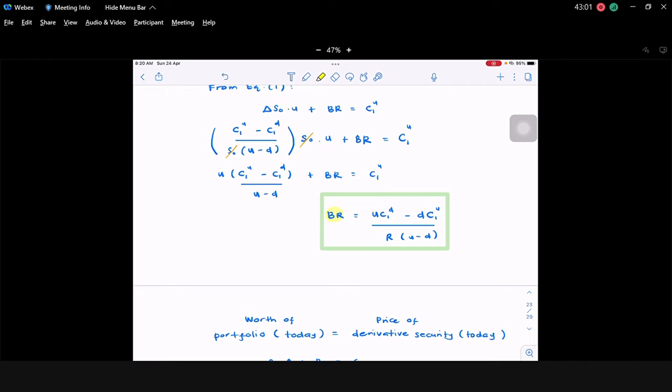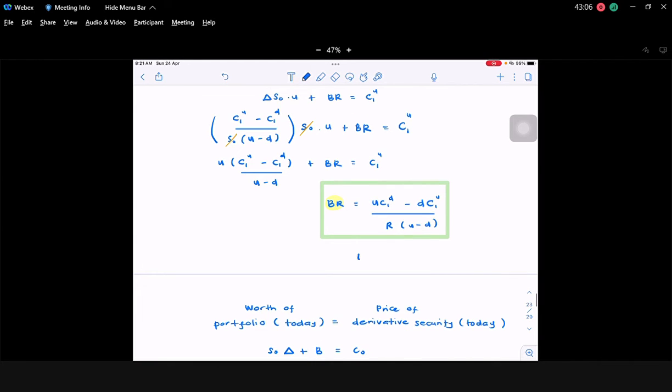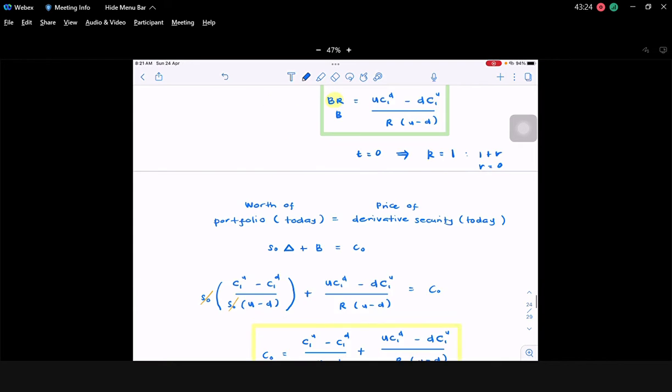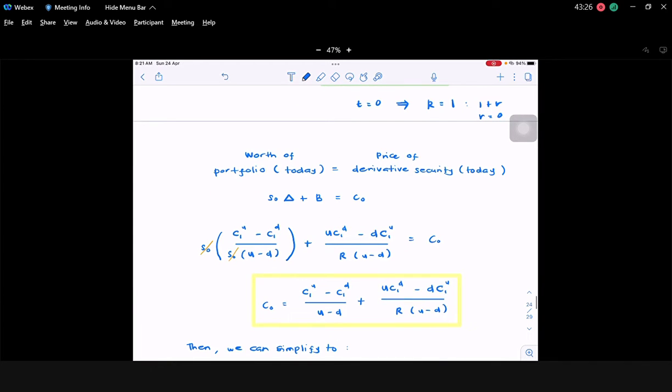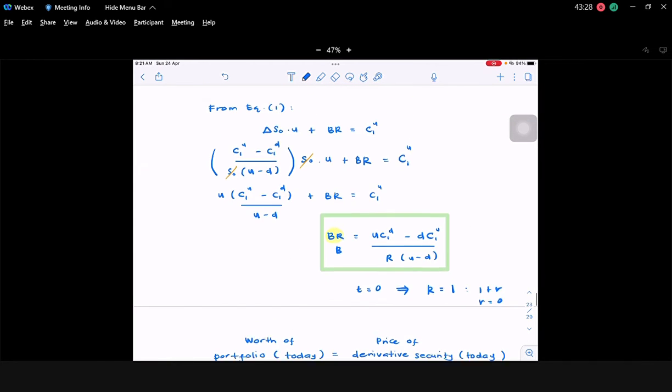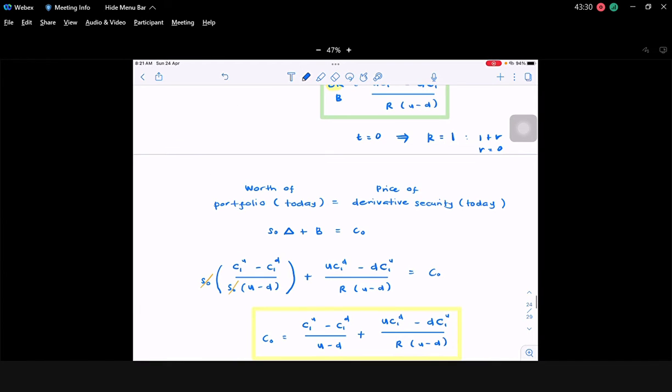Okay, so since at T equal to 0, of course we have R just equal to 1. Since 1 plus R, at time equal to 0, R equal to 0. And we will get B basically here. Then we have got delta and also B.